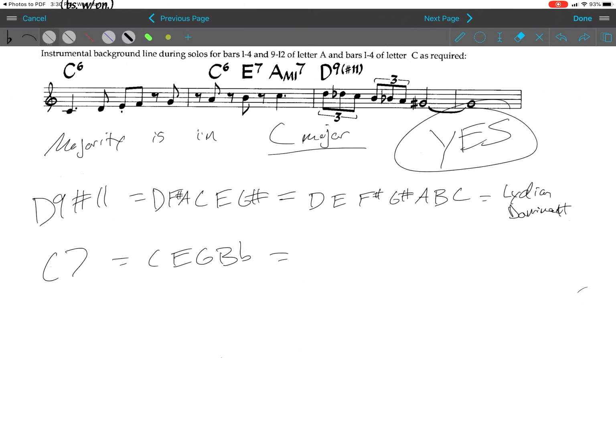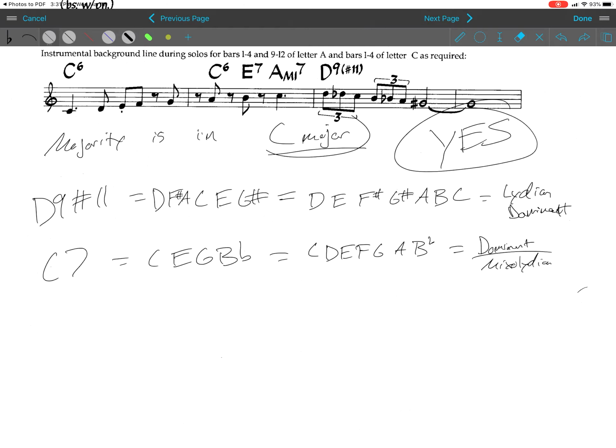Okay, dominant scale. And then this one here is just C, E, G, B flat. There's nothing else weird about it, so I'm just going to fill in all the other ones. So this is just 1, 2, 3, 4, 5, 6, flat 7, which is just a regular dominant or Mixolydian scale. Either one. They're the same exact thing, right?